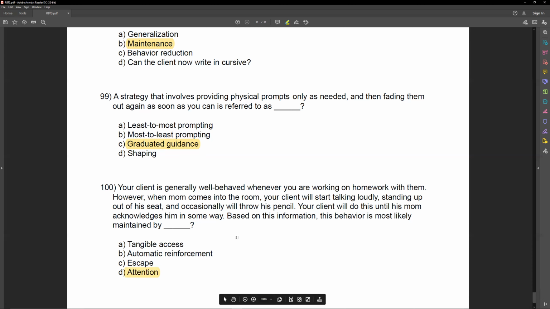Mom's attention. Again, antecedent, mom comes into room. Behavior, client starts talking loudly. Consequence, mom acknowledges him in some way. D, attention. Okay, I hope you enjoyed that.